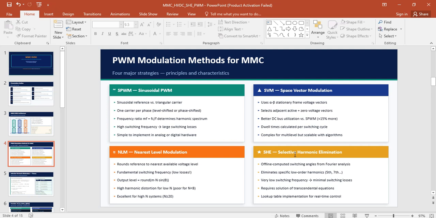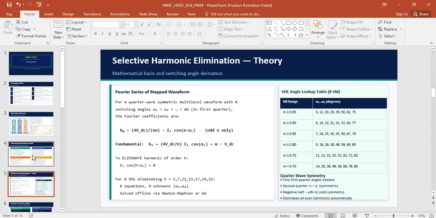So we have minimal switching losses, and it requires transcendental equations and a lookup table implementation for real time control. Yes, so it is time taking, but for a system where the number of submodules or the number of switches is low, this can be a good choice, the selective harmonic elimination. So as per the theory, we have a Fourier series of a step waveform, right?